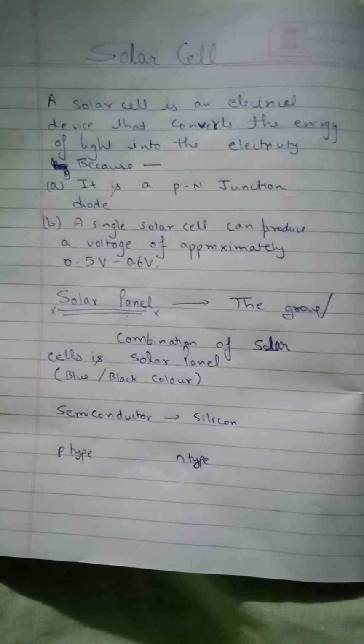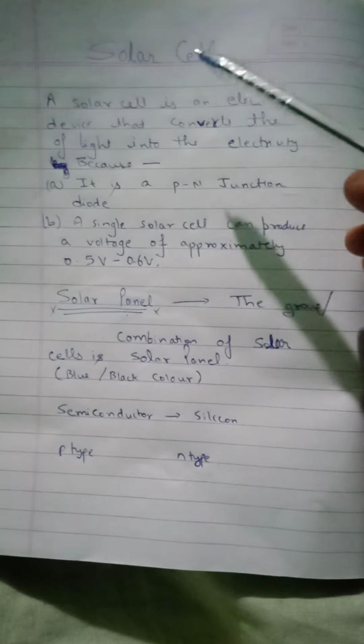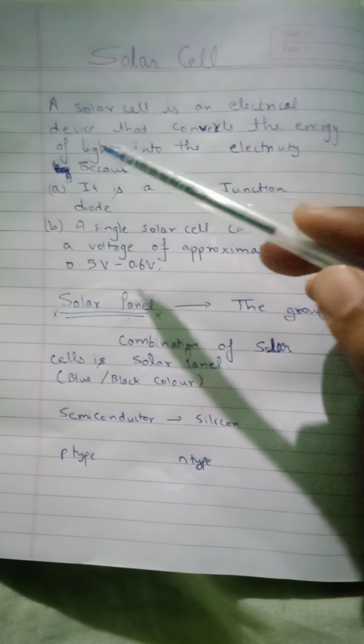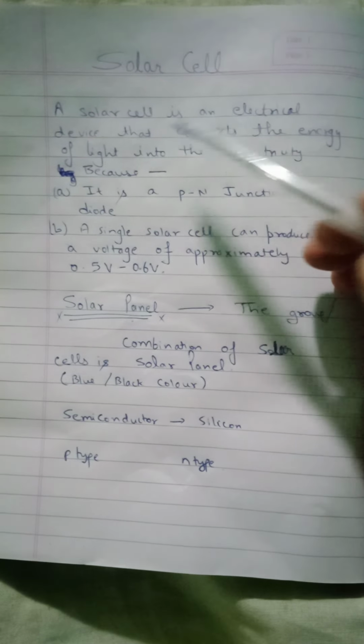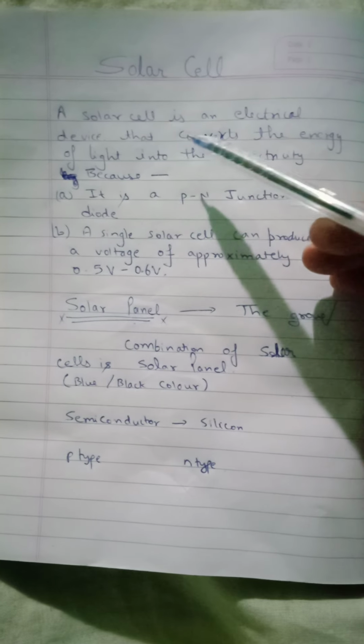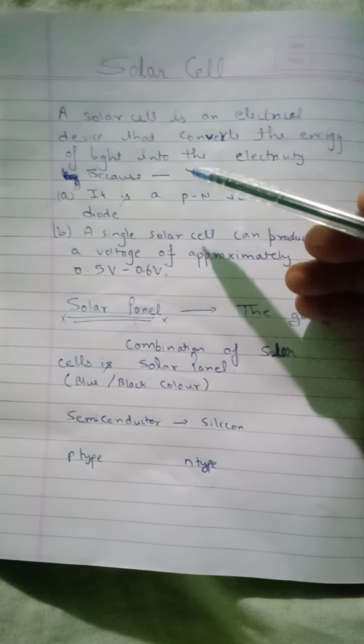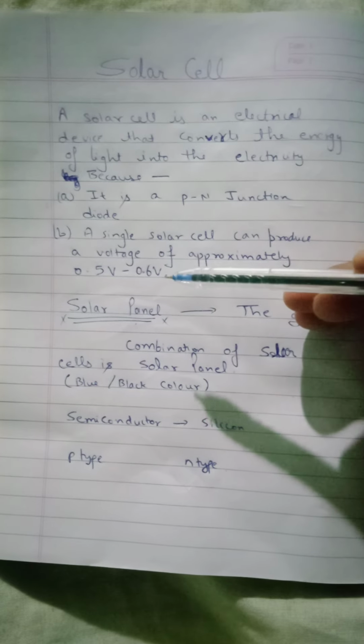Hello everyone. Today we are going to know about the solar cell. A solar cell is an electrical device which converts the energy of light into electricity.